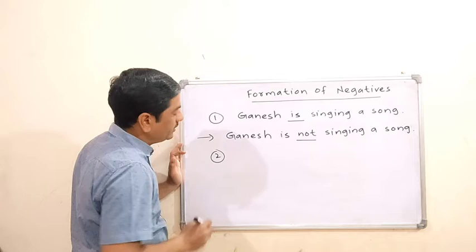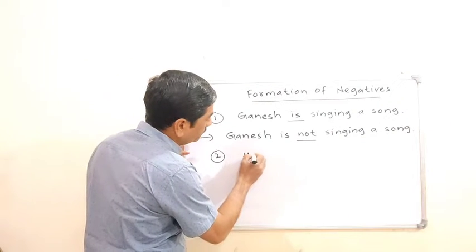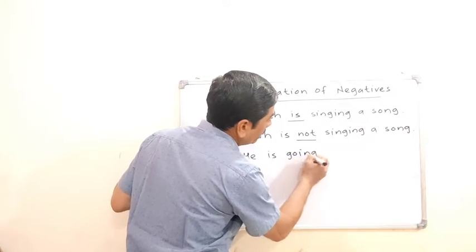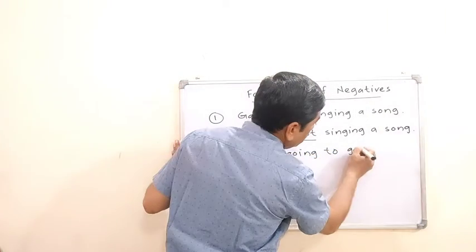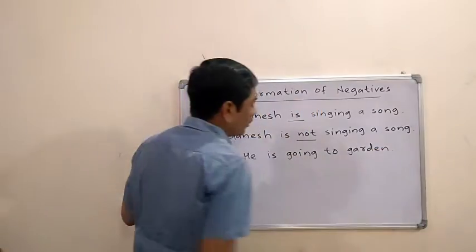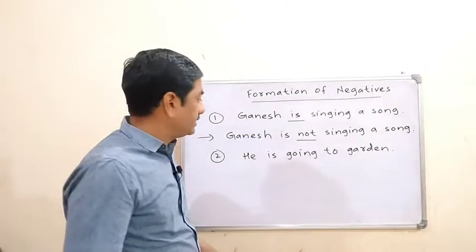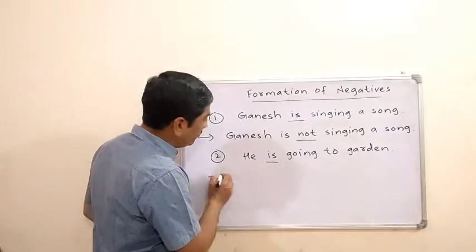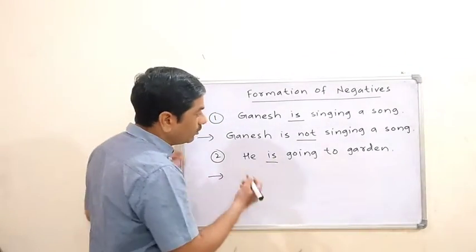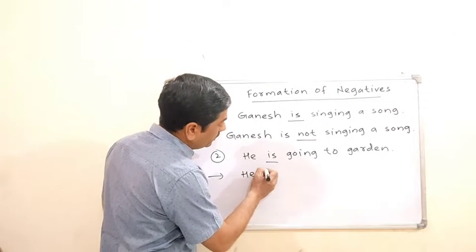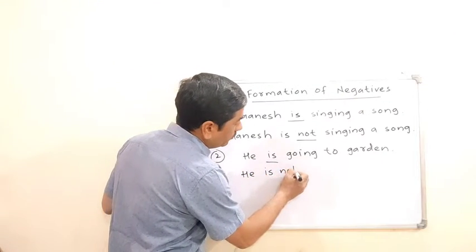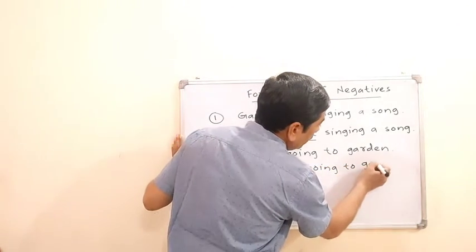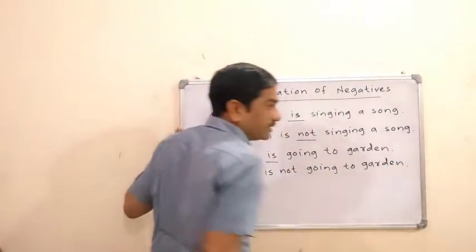We will take another sentence. He is going to garden. So in this sentence, it is the special verb. So we will just add not. He is not going to garden, to make it negative. He is not going to garden. We will take a few more sentences.